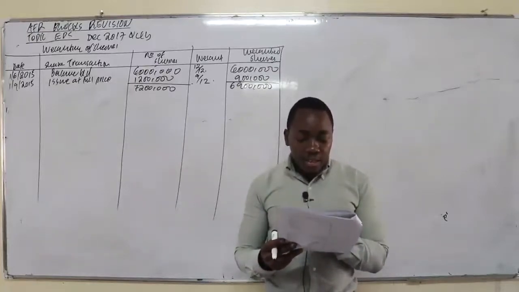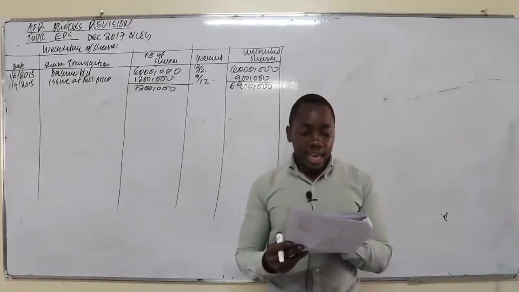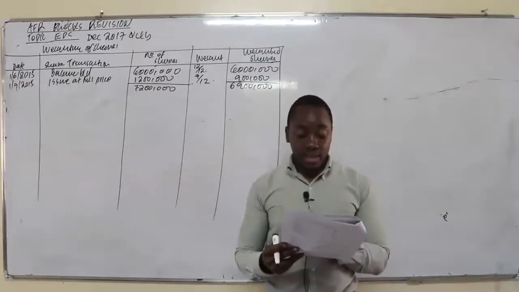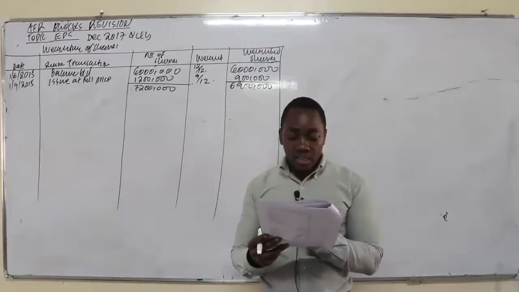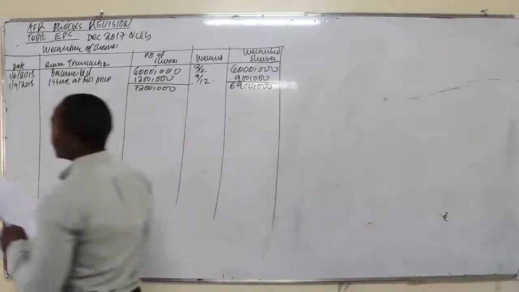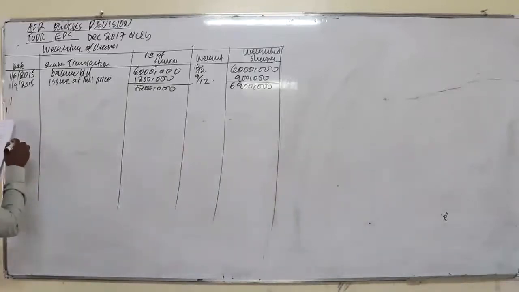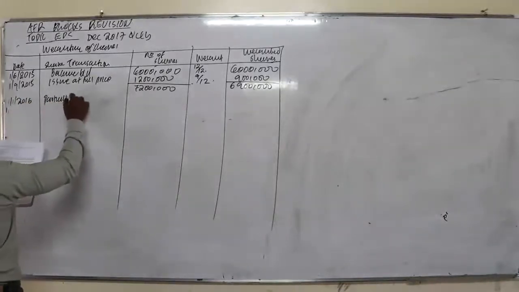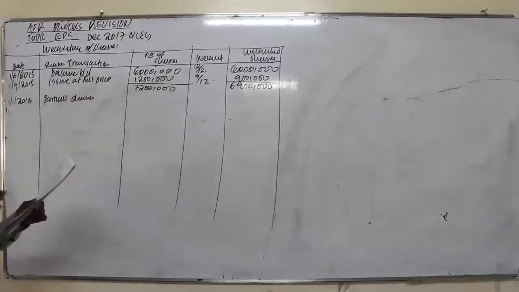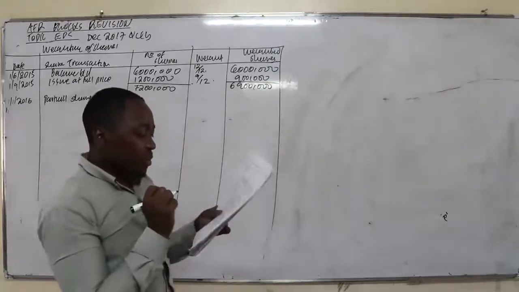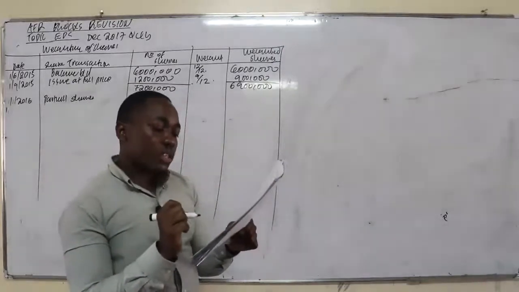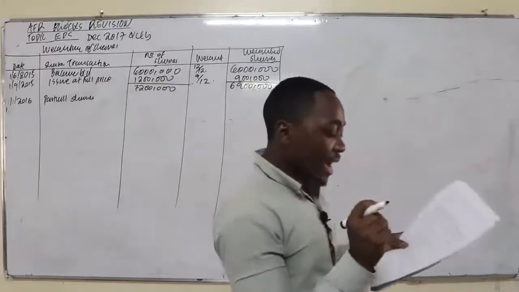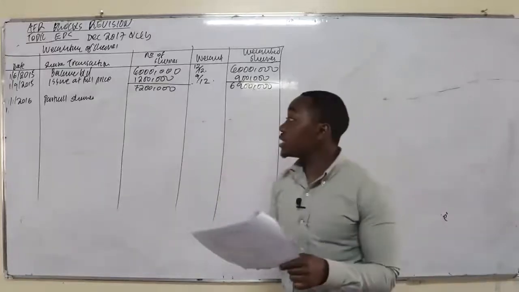On 1st January 2016, so which one comes before? The 1st January, yeah? On 1st January 2016, how many months to the end of the year? 5 months, eh? 300 partially paid ordinary shares of shillings 10 each were issued. They were issued at 80 per share with 40 payable on 1st January 2016.